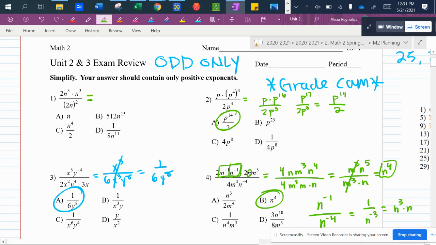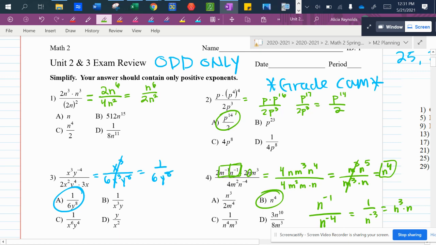So for this question, I need to combine these exponents. When we multiply, we add exponents. So I'm going to get 2n to the 6th, because 3 plus 3 is 6. When I have a power to a power, I distribute the power. 2 squared is 4, n squared. 2 over 4 is 1/2, so I get n to the 6 over 2n squared.